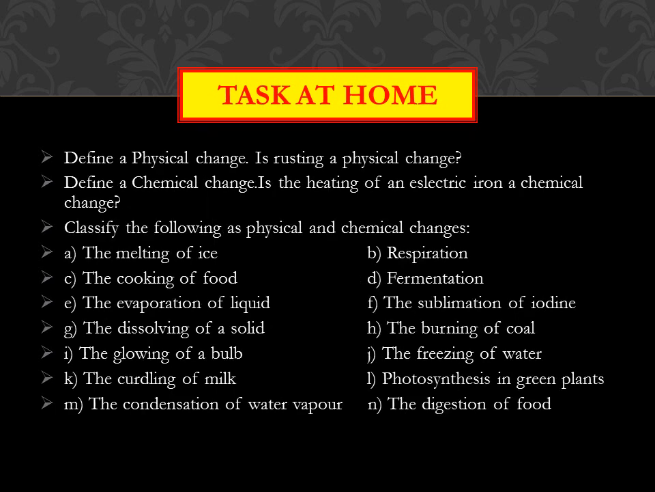Define a physical change. Is rusting a physical change? Define a chemical change. Is the heating of an electric iron a chemical change? Classify the following as physical and chemical changes. First, the melting of ice, respiration, the cooking of food, fermentation, the evaporation of liquid, sublimation of iodine, the dissolving of a solid, the burning of coal, the glowing of a bulb, the freezing of water, the curdling of milk, photosynthesis in green plants, the condensation of water vapor, the digestion of food.